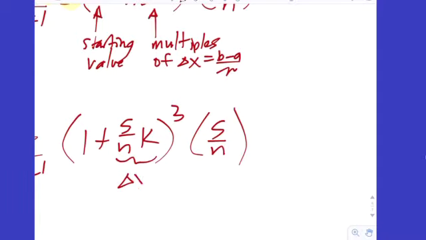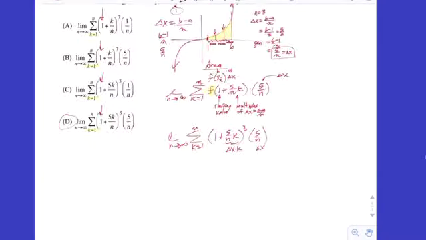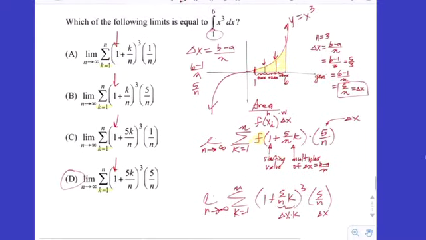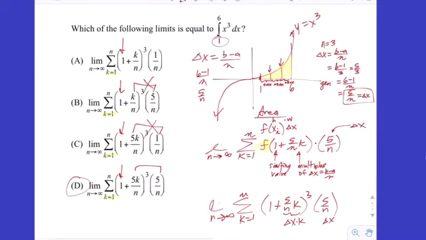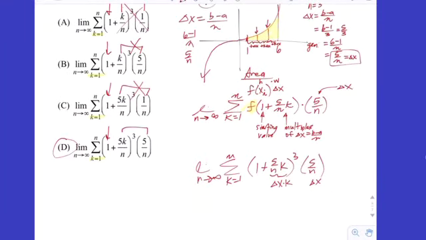This has to be multiples of delta x times k, and this has to be delta x. So those have to match. These match right here. These don't match. These don't match. These match. They're both 1 over n, but guess what? They're not 5 over n, so that's out. So that has to be the answer. So based upon that and that alone, you can kind of figure it out.